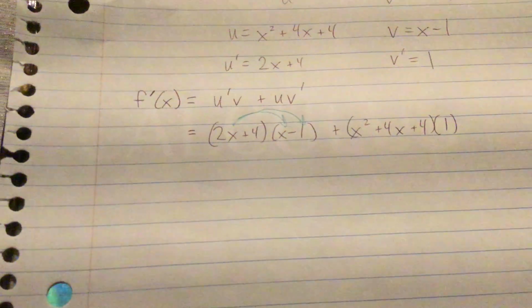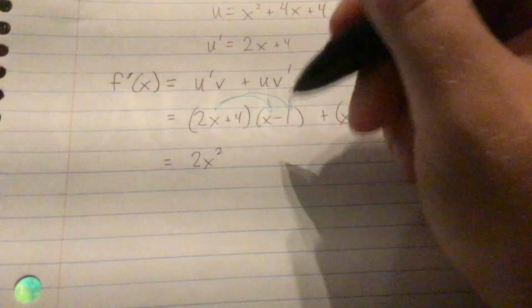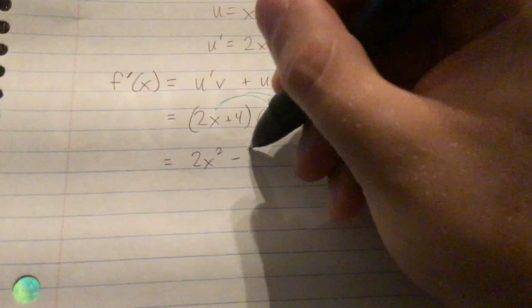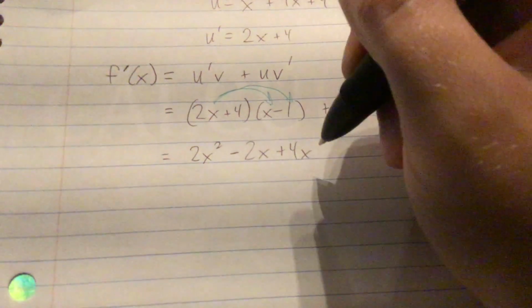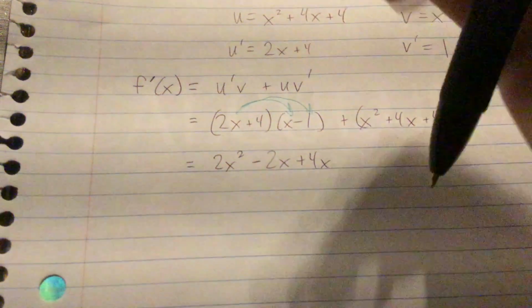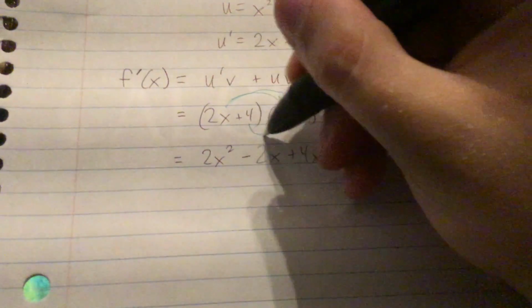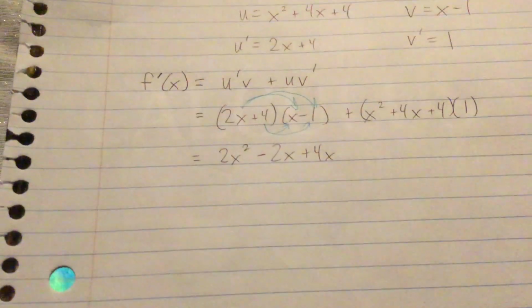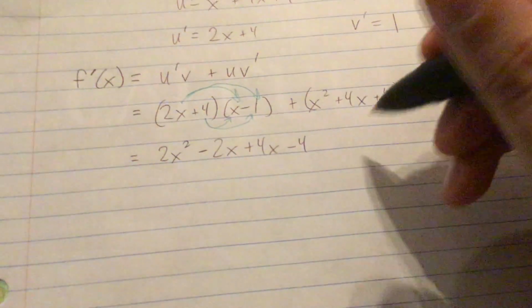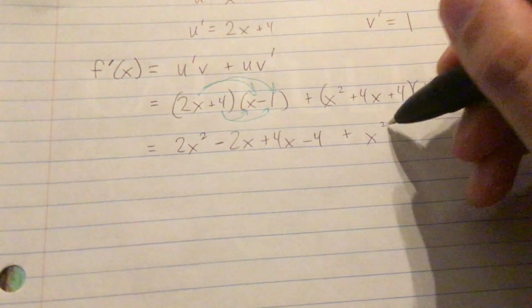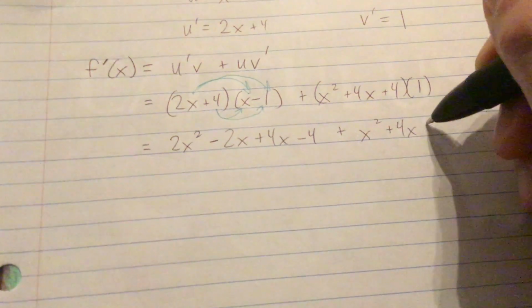So I'm going to FOIL out the left pair of binomials, leaving me with 2x squared, 2x times x is 2x squared. 2x times negative 1 would be negative 2x. 4 times x is positive 4x. And then 4 times negative 1 is negative 4. Then x squared plus 4x plus 4 just gets multiplied by positive 1, so nothing really changes here.